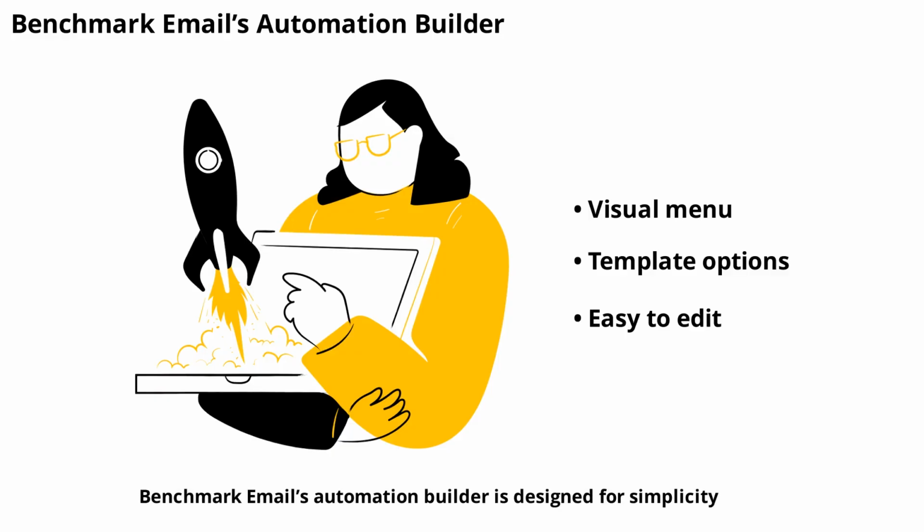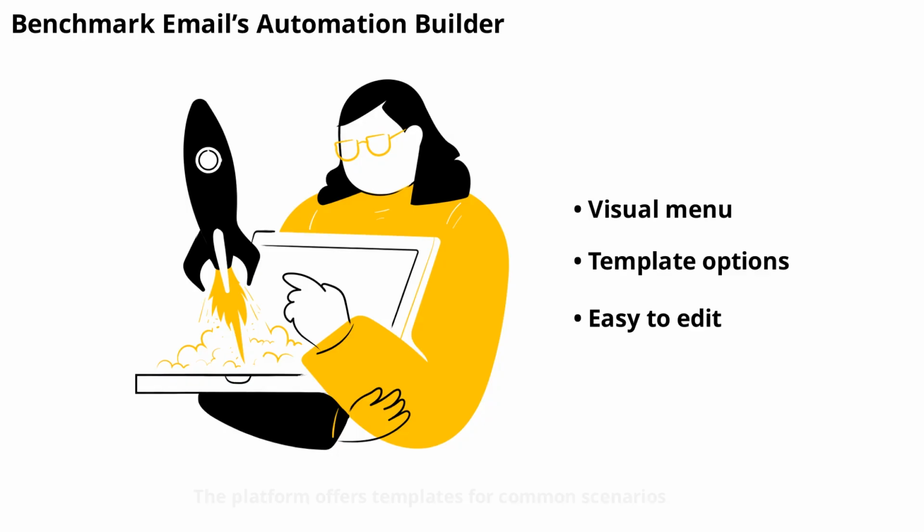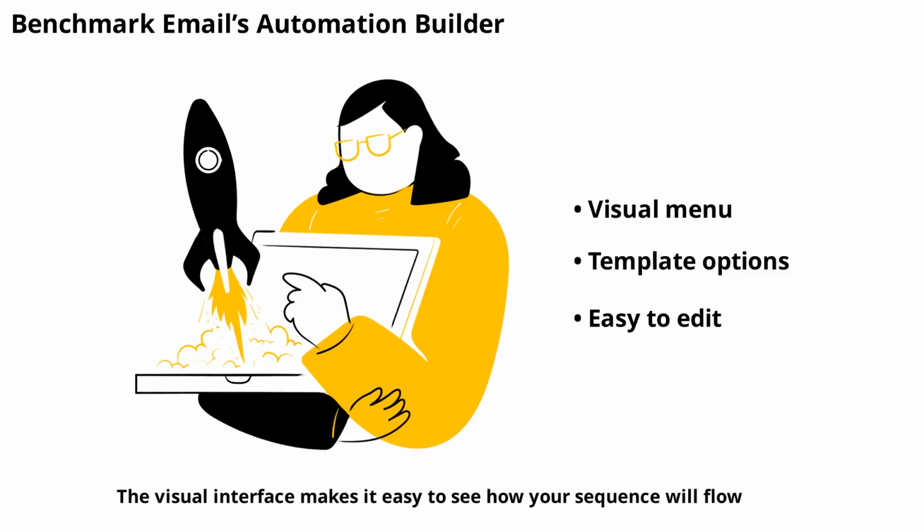Benchmark Email's automation builder is designed for simplicity. You can create sequences by selecting triggers and actions from a visual menu. The platform offers templates for common scenarios, so you don't have to start from scratch. The visual interface makes it easy to see how your sequence will flow, and you can make changes with just a few clicks. This makes Benchmark Email a great choice for users who want to automate without complexity.